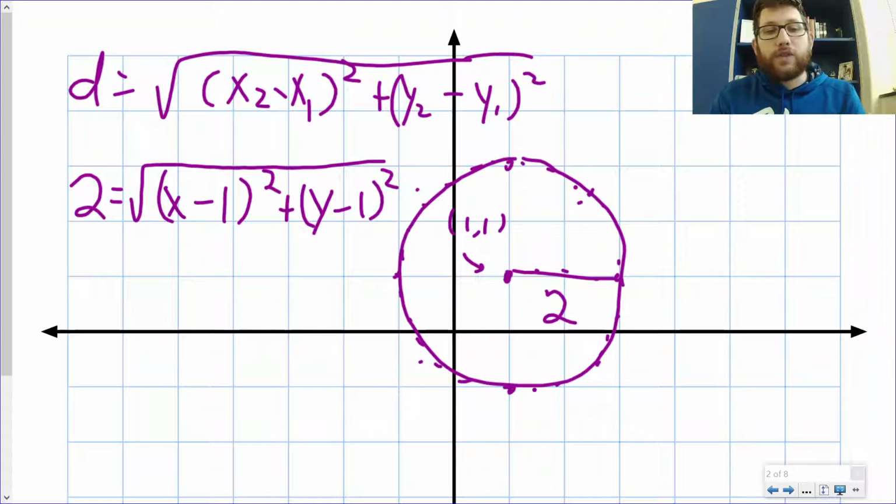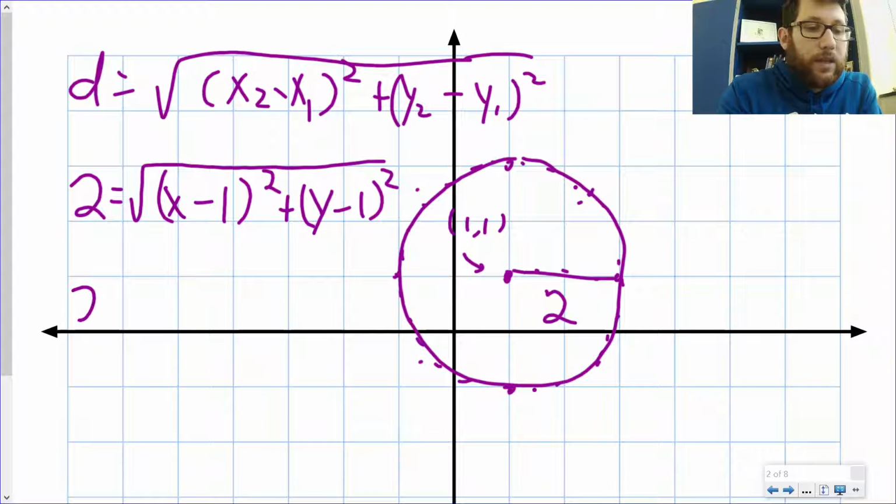Since we're not solving for distance, let's not deal with this square root. Let's just think of this as squared, so we're going to square both sides. So we get 2 squared is equal to x minus 1 squared plus y minus 1 squared.